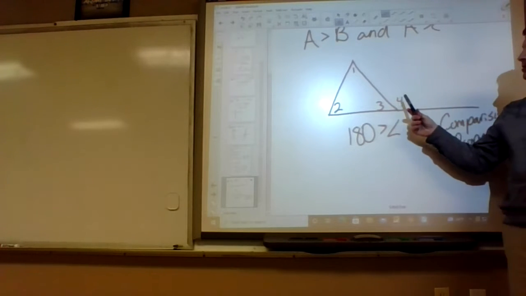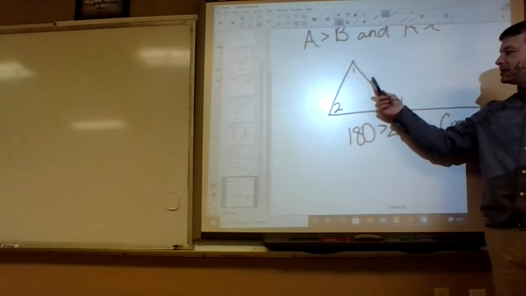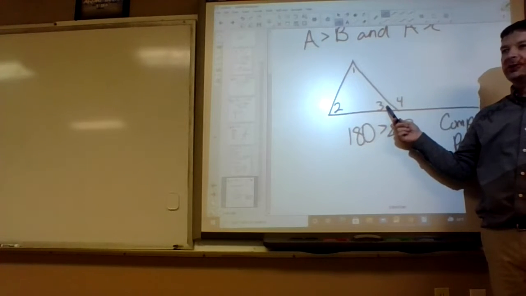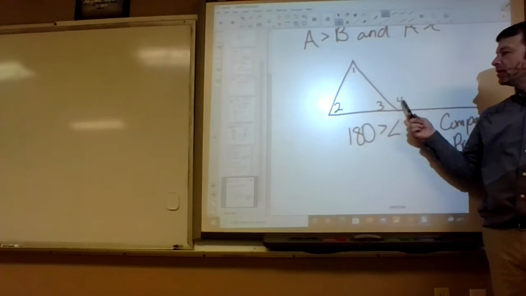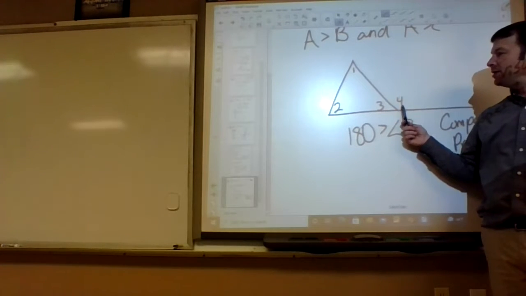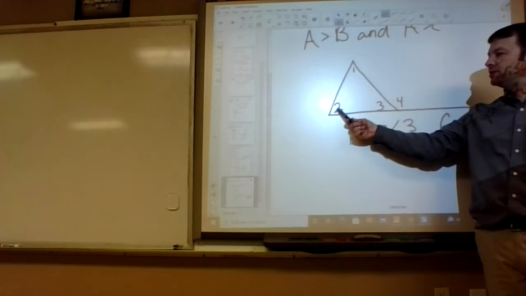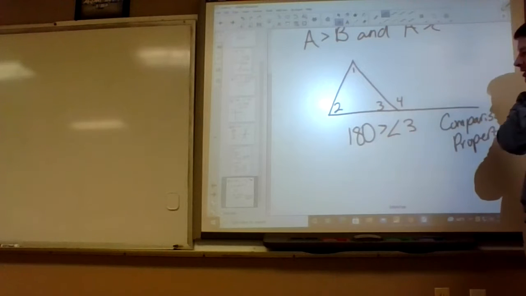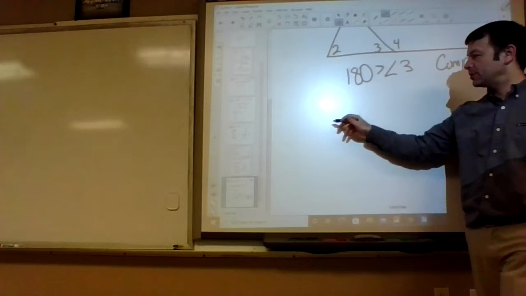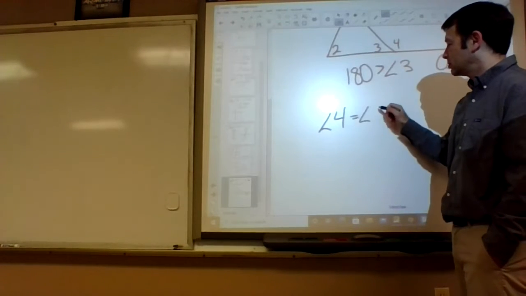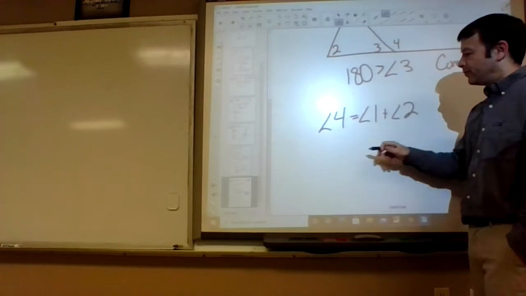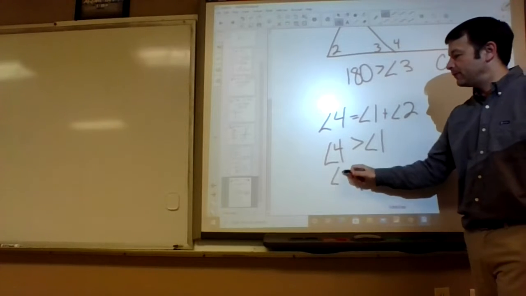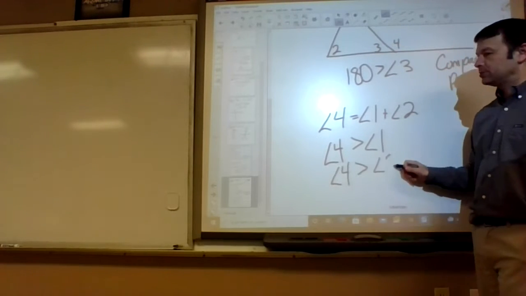But there's something else we knew besides these three being 180. You guys know what else we know in this triangle? 1 plus 2 equals 4. Right. The exterior angle is equal to the sum of the remote interior angles. So 1 plus 2 equals 4. Therefore, angle 4 would have to be bigger than angle 1, or angle 4 would have to be bigger than angle 2.